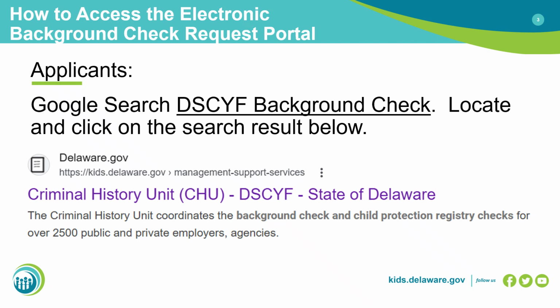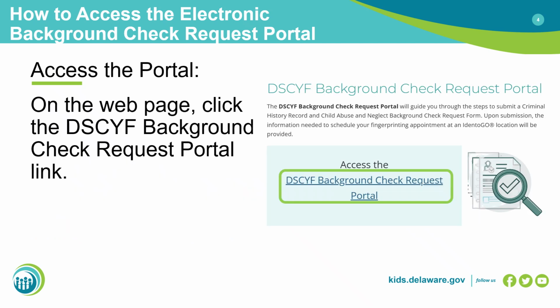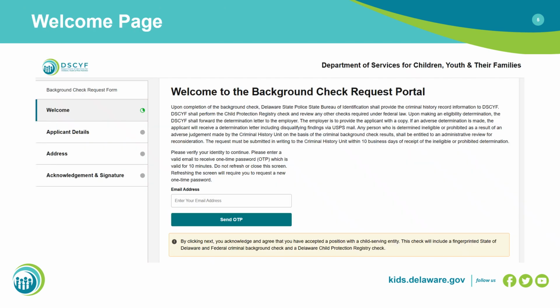To begin, applicants will Google search DSCYF background check. Locate and click on the search results shown. You may want to bookmark this page for future use. On this web page, you will find the link to the DSCYF Background Check Request Portal and this video guide. Click the blue text shown in the green rectangle. This link will bring you to the Background Check Request Portal homepage.